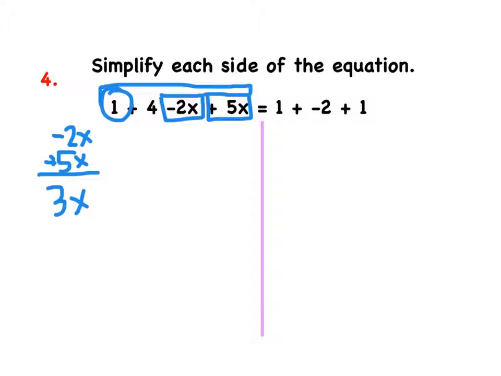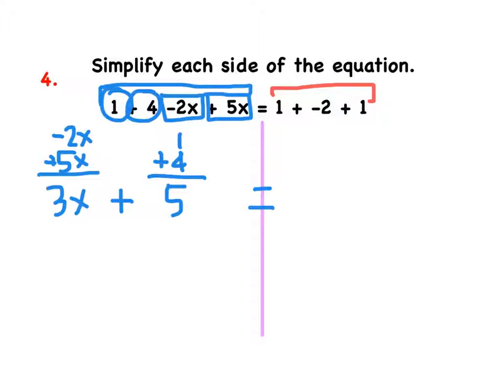Then I'm going to grab my constants. So I have 1 and I have positive 4. 1 plus 4 gives me 5. So I have 3x plus 5. And that's what I have on the left-hand side of the equation, 3x plus 5. Now, I'm going to step over and look at the right-hand side of the equation.